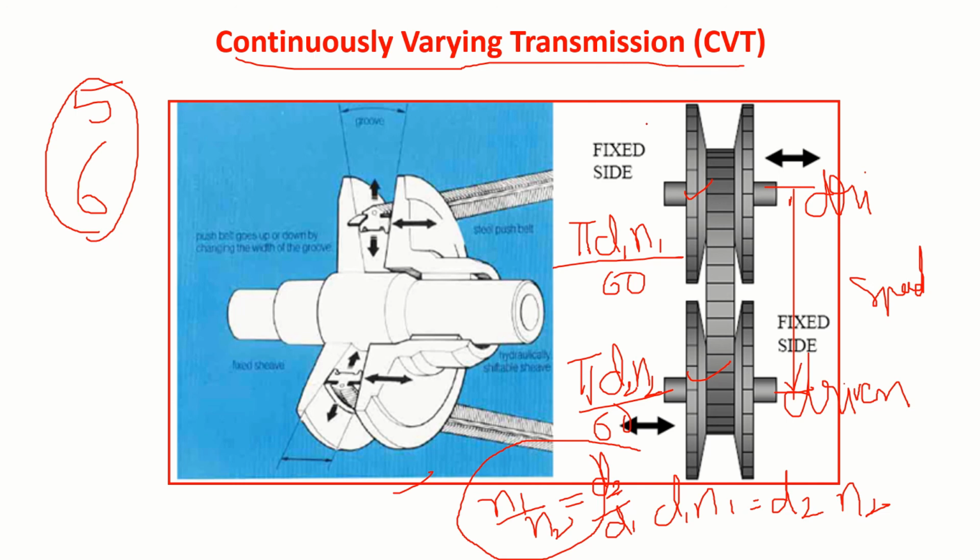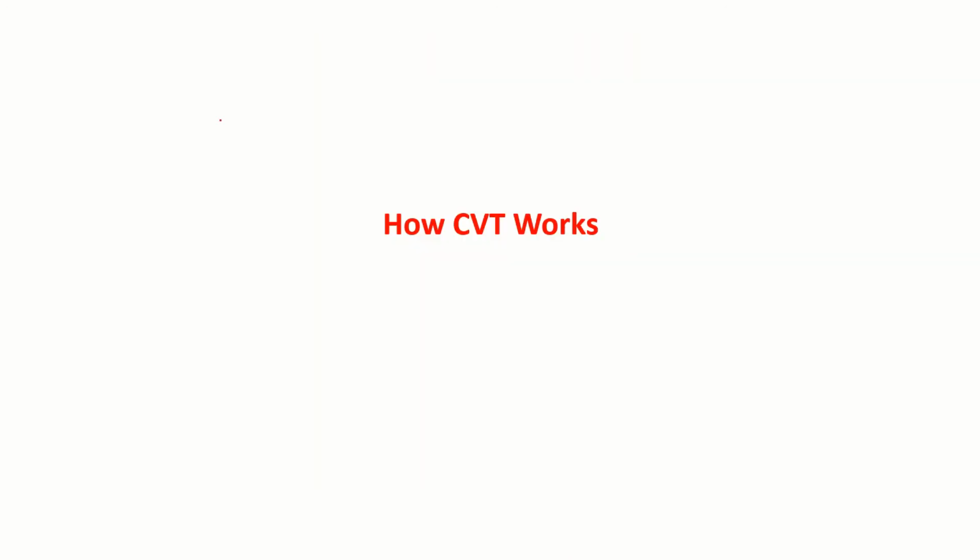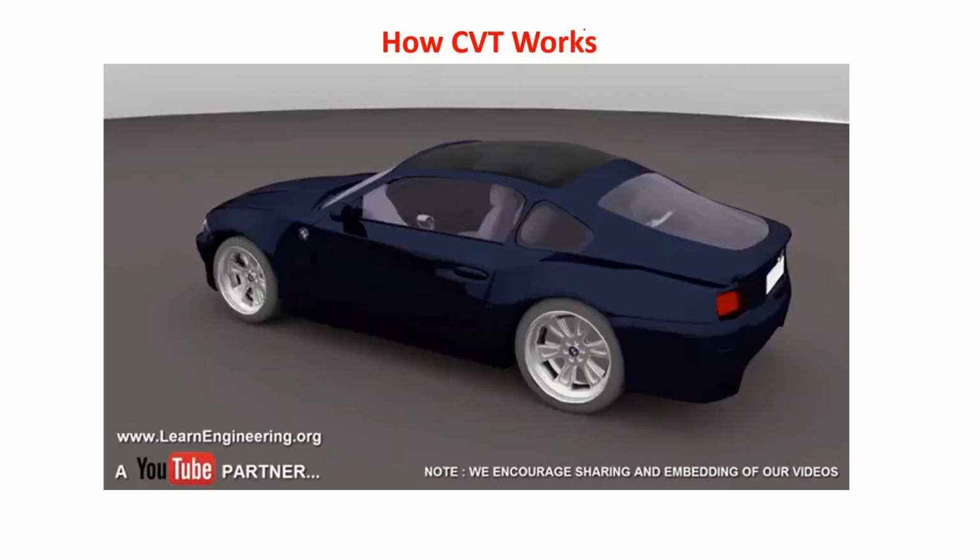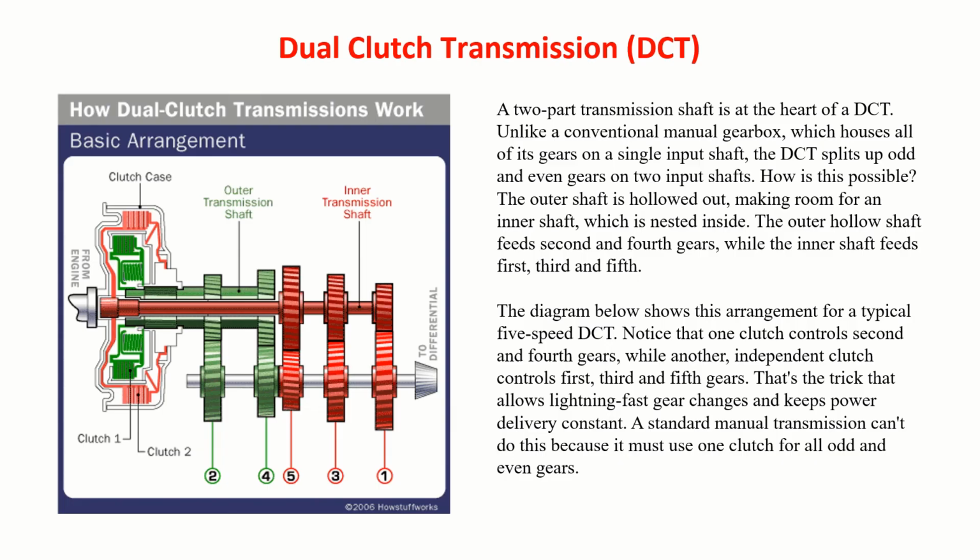Now, this is the principle, but there are many different designs available. This is one of the designs which I have explained. You can look at YouTube. This particular video, if you look at, it will explain how exactly we can vary the speed and how the different designs of continuously variable transmission systems work.